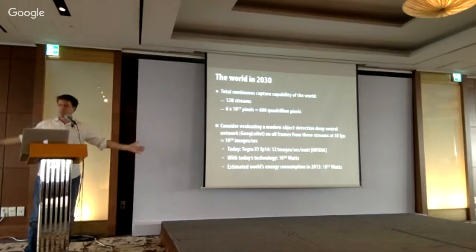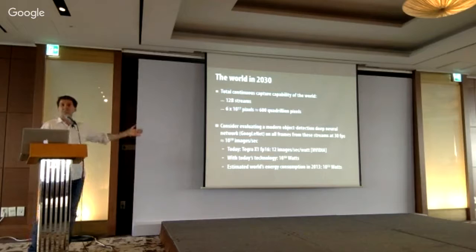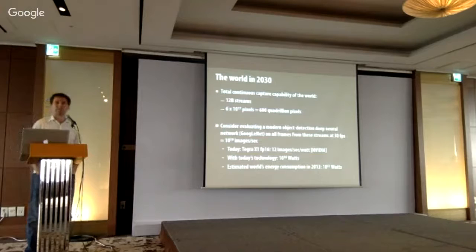detection deep net, which, given all of the papers in ISCA this year, obviously is nowhere near what the efficiency could be today if we wanted to. But let's just say we do that. If I'm going to run on that Tegra X1, I'm getting about 12 images per second per watt. And if I try and run that on those video streams, I'm exceeding the total energy budget of the world significantly.